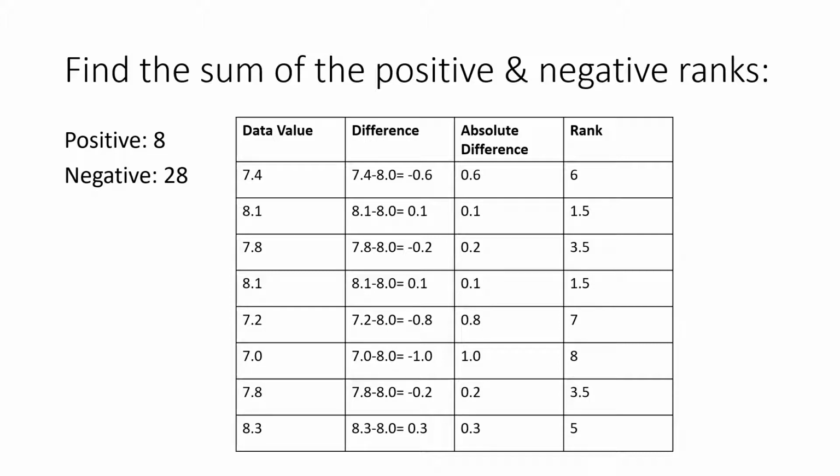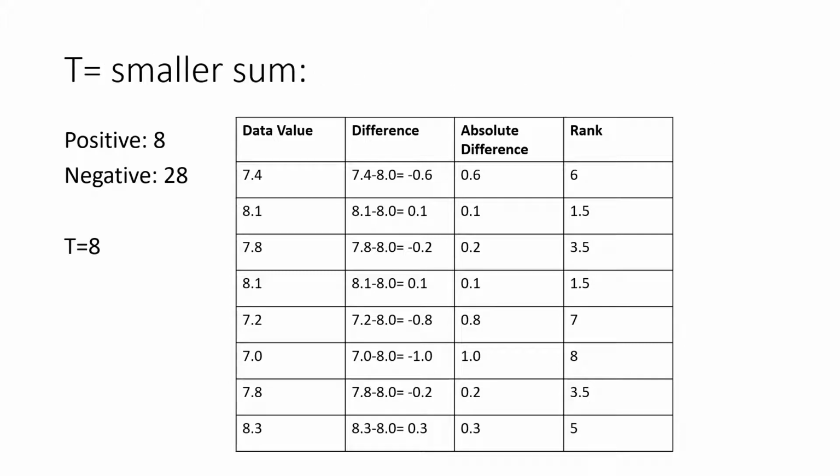Then I find the sum of the positive ranks. If I look, the positive differences, the 8.1 gave me a positive difference, the other 8.1 gave me a positive difference, and the 8.3 gave me a positive difference. When I add up the ranks, I've got 1.5 plus 1.5 plus 5 gives me 8. Similarly, if I add up the ranks associated with negative differences, I get 28 for the sum of the negative differences. So since t is my smaller sum, t is 8 here.